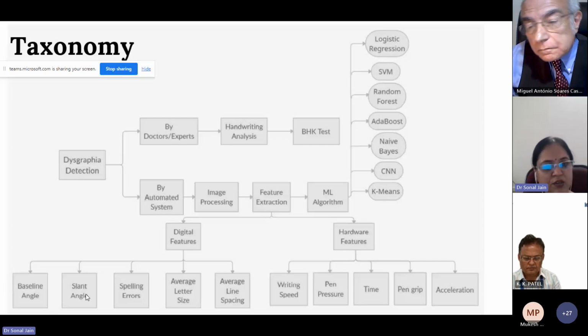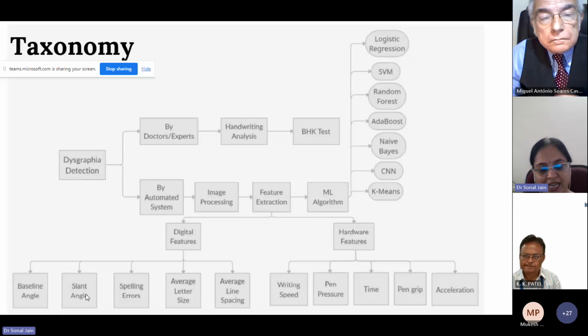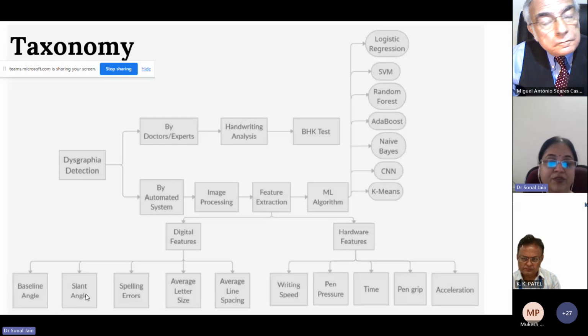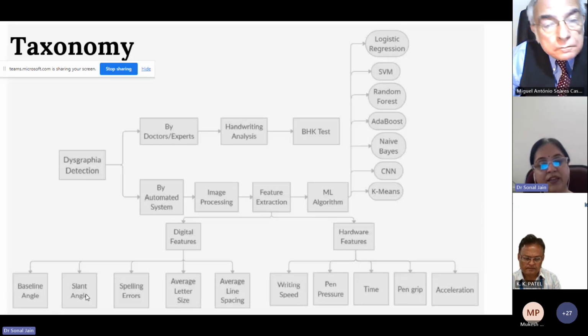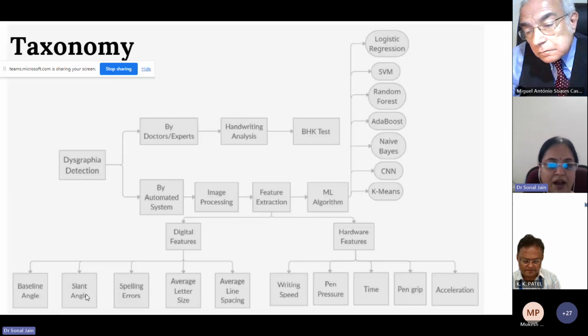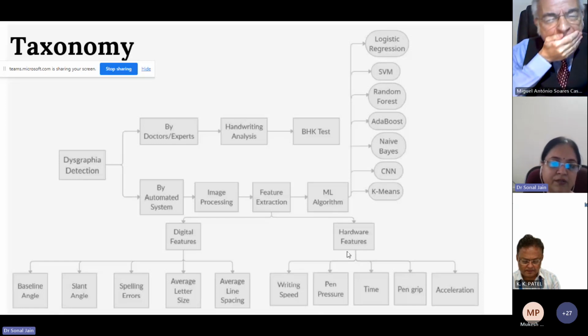Spelling errors, quite a lot of spelling errors. Average letter size varies quite a lot. And line spacing is one of the biggest problems among them. We say keep one finger distance between two words, but these kids hardly are able to do it. And as I said, why did we use the Wacom tablet?